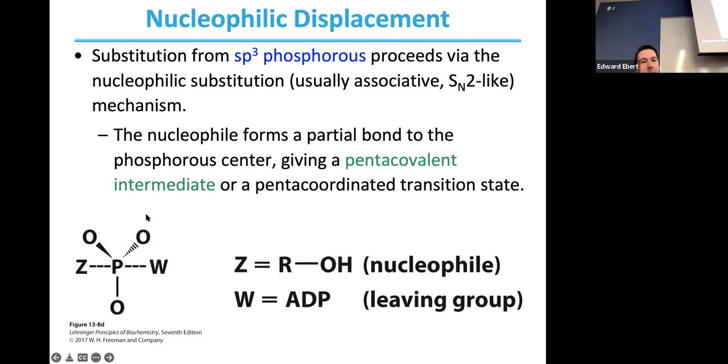Sometimes we'll see this pentacovalent intermediate where we have 5 bonds in there. It's like, what? It's like only 4 beats in a measure.